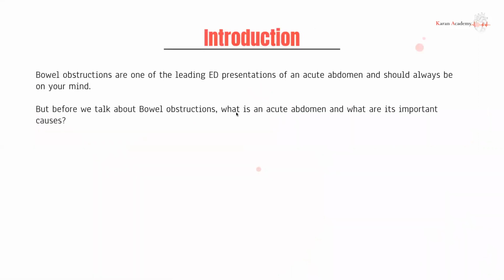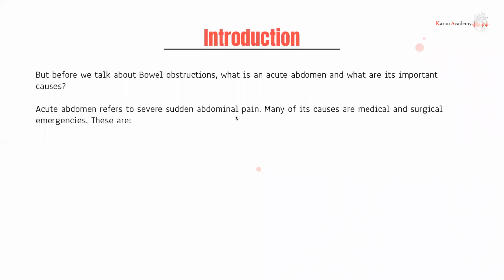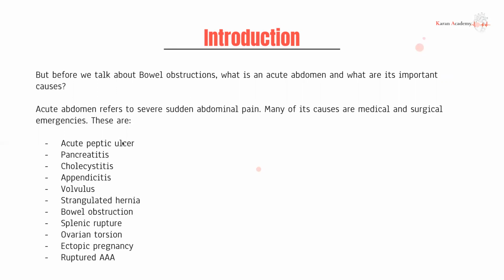And I mentioned an acute abdomen. So let's talk a bit about what is an acute abdomen and why is it important. So acute abdomen just refers to severe abdominal pain, right? And many of the causes are medical as well as surgical emergencies. And these include things like acute peptic ulcers, pancreatitis, bowel obstructions and ruptures. And then also you always have to think about non-GI causes. So ovarian torsion, ectopic pregnancies, ruptured AAAs, and so on.